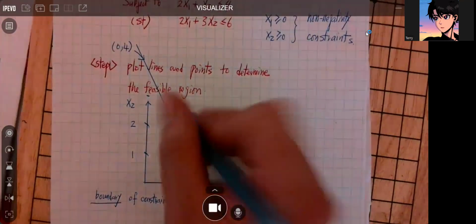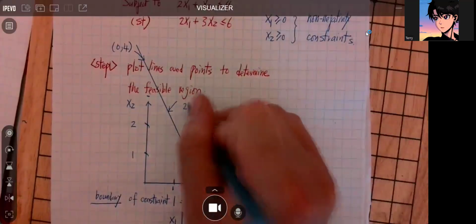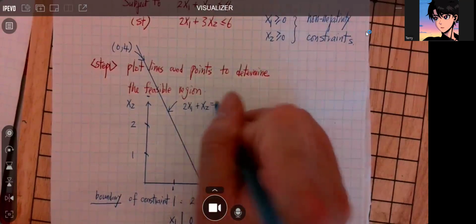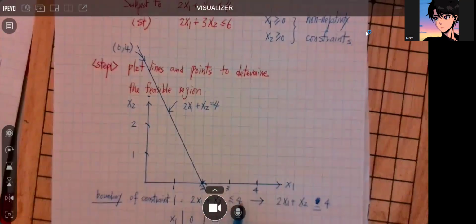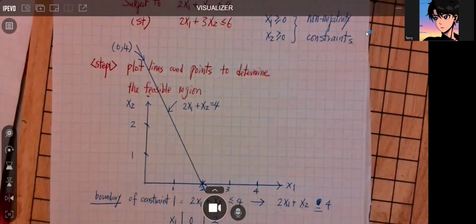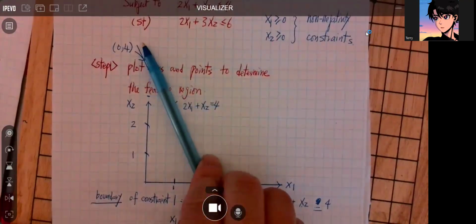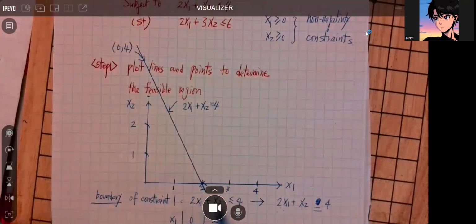This line is 2x1 plus x2 equal to 4. But this is a boundary. What we're looking for is less equal to 4. So how are we to determine the right direction? Because so far we don't know whether this area or this area satisfies 2x1 plus x2 less equal to 4. It's very simple.